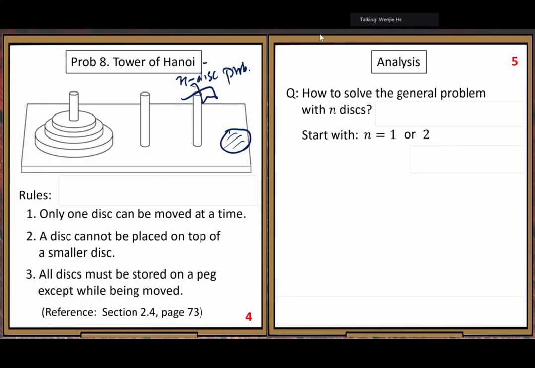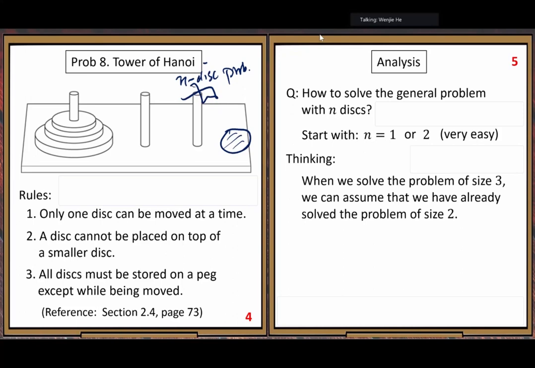So 1 is trivial, and 2 is also trivial, right? Can you tell me how many moves you need for a 2-disk problem? 3. Good. It's very easy to see. 3 moves. All right. So the first 2 simplest cases are so easy.